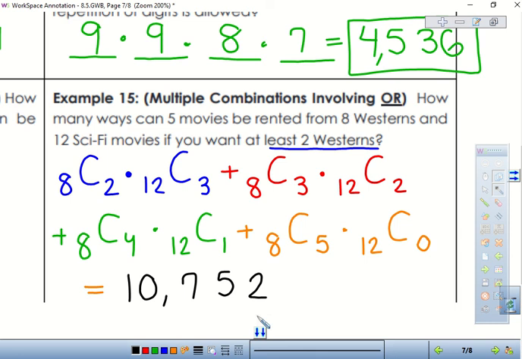So this is a more complex version of this kind of problem. Basically what it's saying is you can have at least 2 westerners. So you're okay with having 2, 3, 4, or 5 of them. So whatever you choose for westerners, remember the other part that you choose is sci-fi.